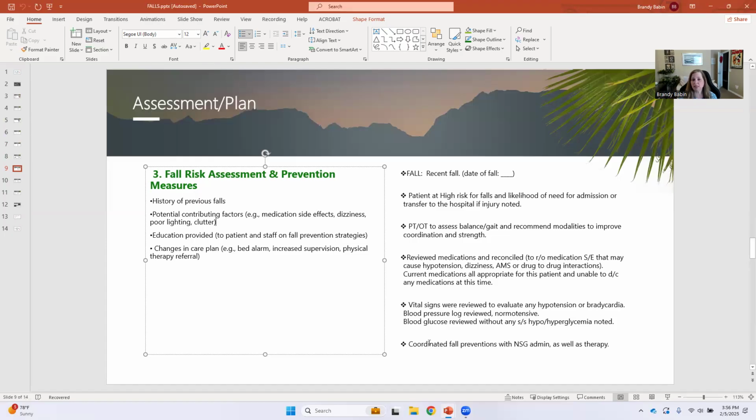This is going to be at the bottom, and this is going to be a snippet as well. So you're going to click the fall snippet under assessment and plan, and that's what this looks like. So you've got two separate snippets, one under the HPI that we just looked at, and then one under the assessment and plan. They may look a little bit alike, but they're not. One is telling you what happened, and one is telling you what the plan is going to be.